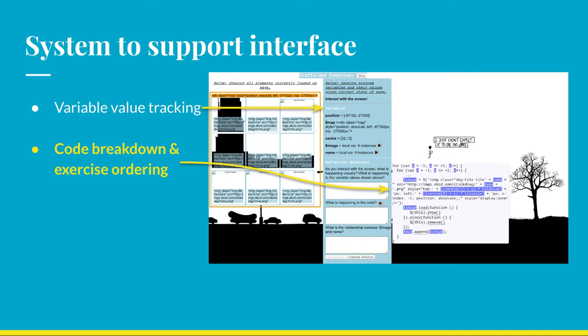First of all, there needs to be some sort of value tracking, so that you can see the value of the program variables as the page changes in response to user interaction. And the second thing is that I need a way to break down code into smaller components, and this is an example of a component right here. And then I need to sequence those components, or chunks as I call them, in order to help an intermediate developer understand different components of the code and how they relate. So the algorithm that I'm going to explain in this video is for the work that I'm doing on this second thing, the code breakdown and exercise ordering piece of the system.